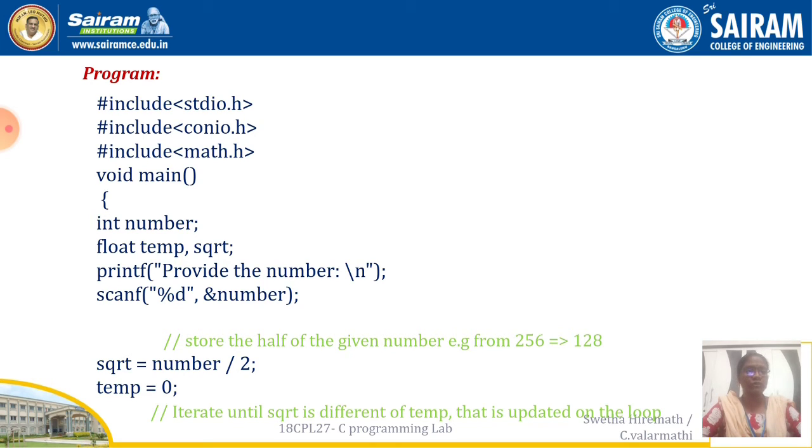Then coming to reading the input variable. Using printf and scanf statements we get the value of our integer number. In the scanf statement we use the format identifier %d and &number, a variable which stores the given number. Say, for example, my value is 256; that will be stored in the variable number. Before implementing the logic, some basic initialization has to be done. So here sqrt is defined as number divided by 2 and then temp is initialized to 0. These two steps should be done before implementing the logic.